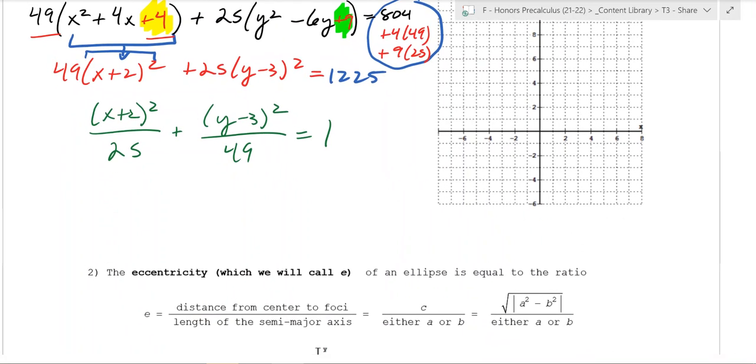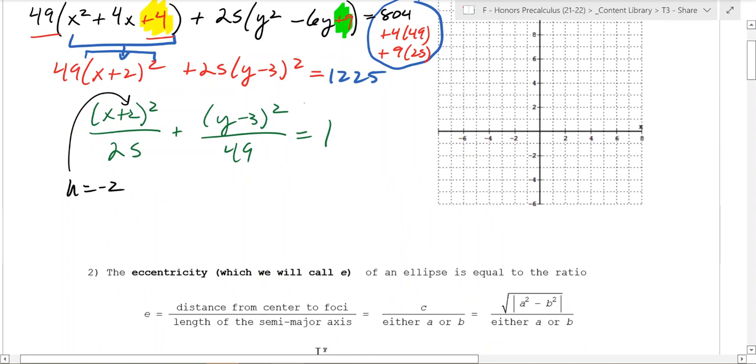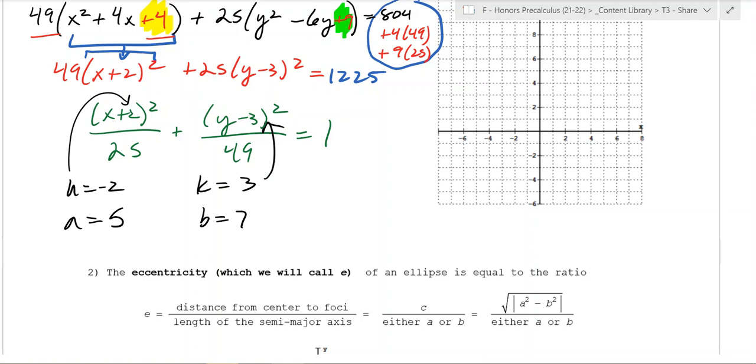What this tells us is that h is equal to negative 2, because of that number right there. It tells us that k is equal to 3 because of that number. It tells us that a is equal to 5 and b is equal to 7, and that tells us a whole bunch. So the first thing it tells us is that the center is going to be at negative 2, 3, so that's going to be right here.